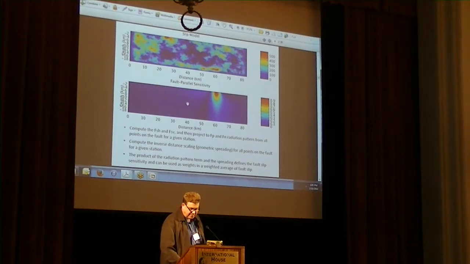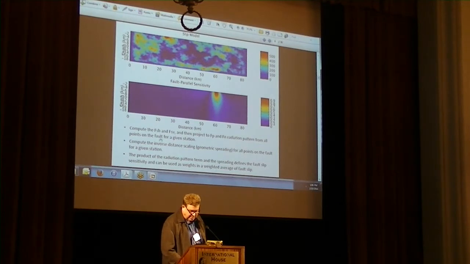So you can think of it as a radiation sensitivity function that can be computed at every point on the fault for a given station location. For the same slip distribution at the top, the figure below plots the fault parallel sensitivity function. This plot scales from 1 to small negative numbers. For fault parallel sensitivity, it's dominated by one lobe that is for that portion of the fault that's closest to the station.